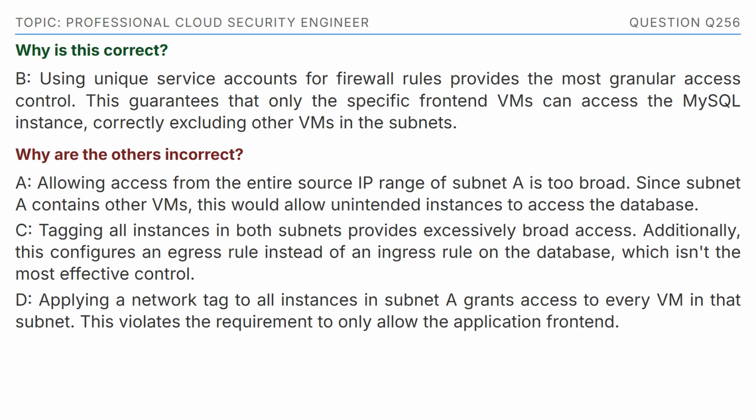Why are the others incorrect? A. Allowing access from the entire source IP range of Subnet A is too broad. Since Subnet A contains other VMs, this would allow unintended instances to access the database. C. Tagging all instances in both subnets provides excessively broad access. Additionally, this configures an egress rule instead of an ingress rule on the database, which isn't the most effective control. D. Applying a network tag to all instances in Subnet A grants access to every VM in that subnet. This violates the requirement to only allow the application frontend.